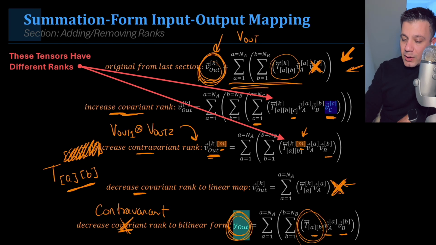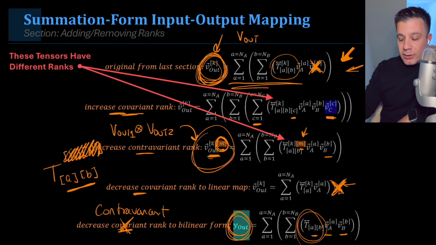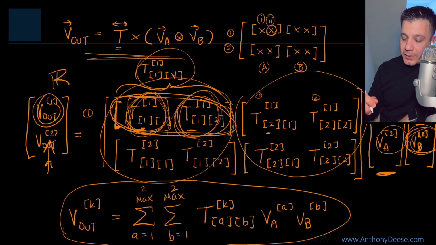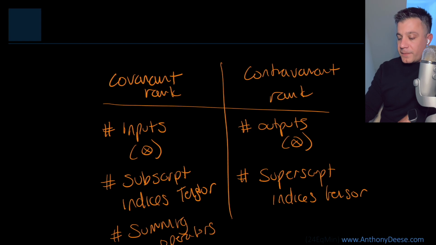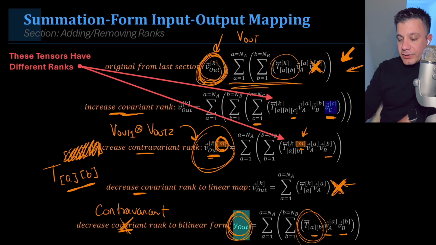And so again, when we went from here to here and we increased the contravariant rank, we added that new index. And then for the covariant rank, we could also talk about the number of summing operators if we're talking about the summation based form. Okay, so now I think we have a pretty good understanding of how to adapt our tensor to higher order examples. And we could continue this.